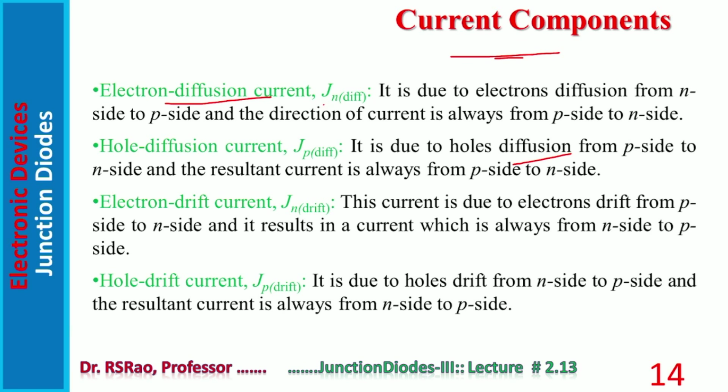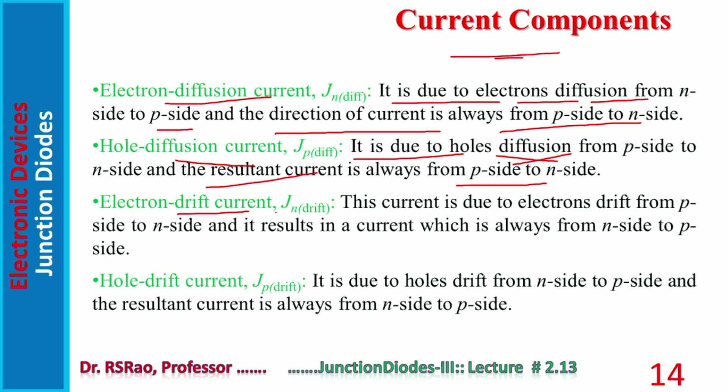Electron diffusion current, JN diffusion, is due to electrons diffusing from N to P side, and the direction of current is always from P to N side. Hole diffusion current, JP diffusion, is due to holes diffusing from P to N side, and the resultant current is always from P to N side. Electron drift current, JN drift, is due to electrons drifting from P to N side, and it results in a current which is always from N to P side. Hole drift current is due to holes drifting from N side to P side, and the resultant current is always from N side to P side.